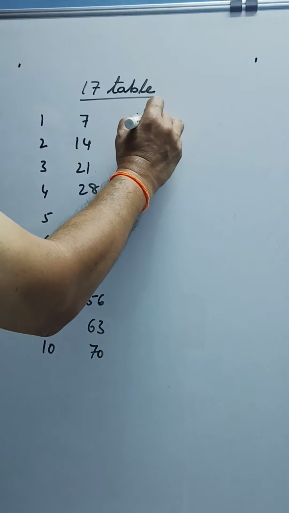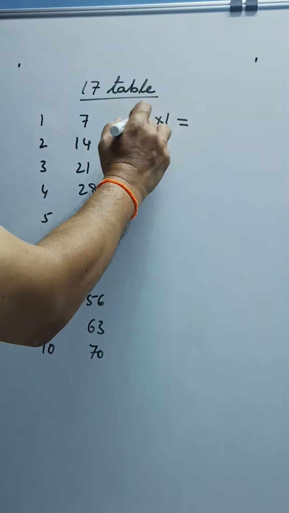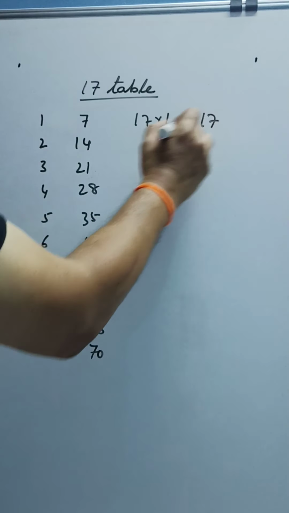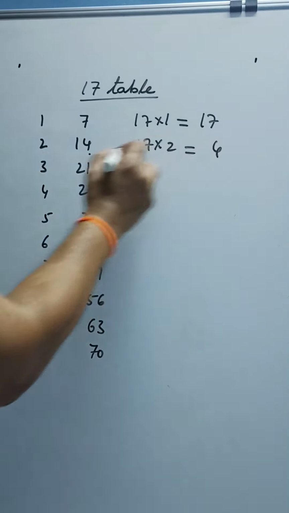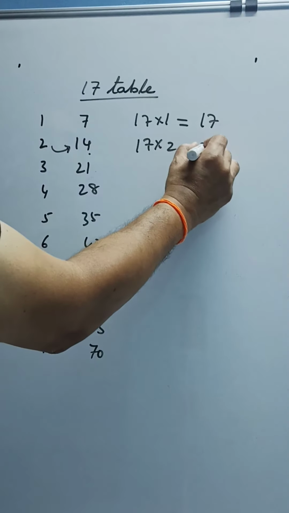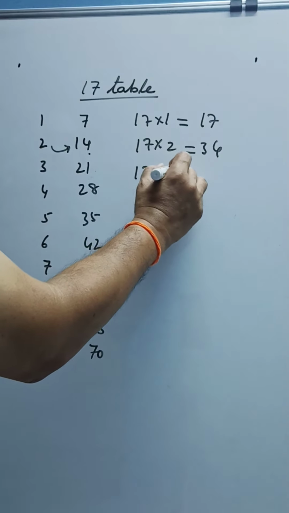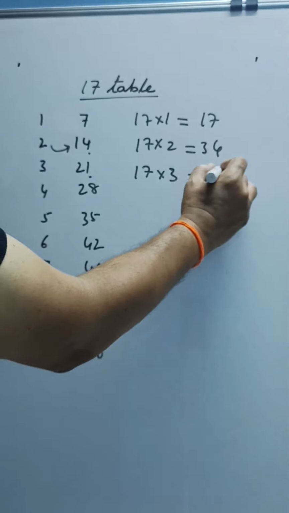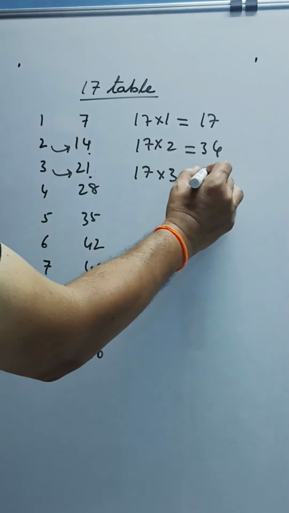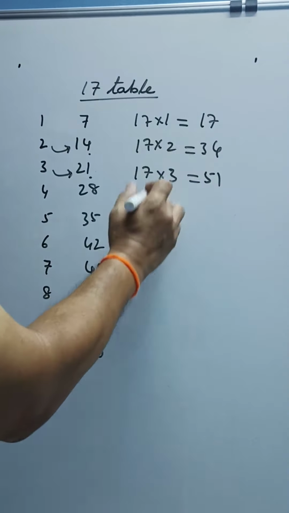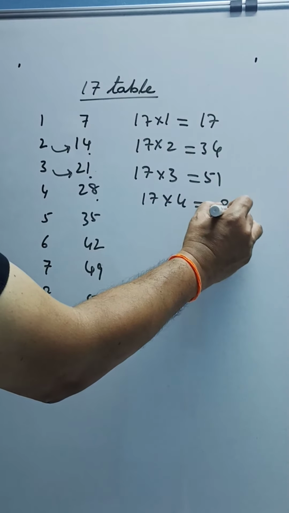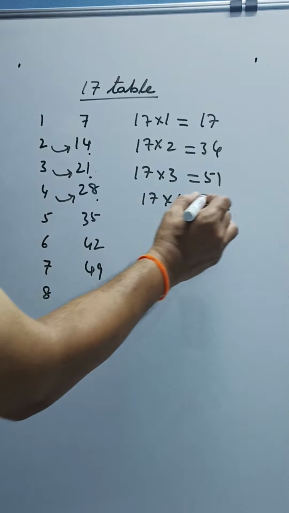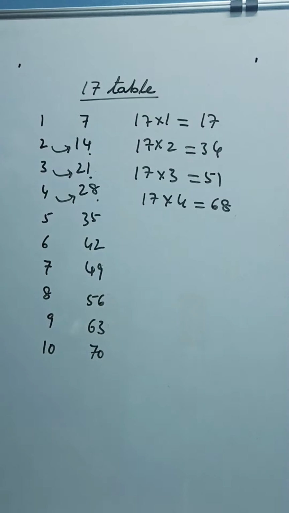Now going for the 17th table. 17 ones are 17. To write 17 twos: 4 in the tens place, 2 plus 1 is equal to 3, 34. 17 threes: 1 in the ones place, 3 plus 2 is equal to 5, 17 threes are 51. 17 fours: 8 in the ones place, 4 plus 2 is equal to 6, 17 fours are 68.